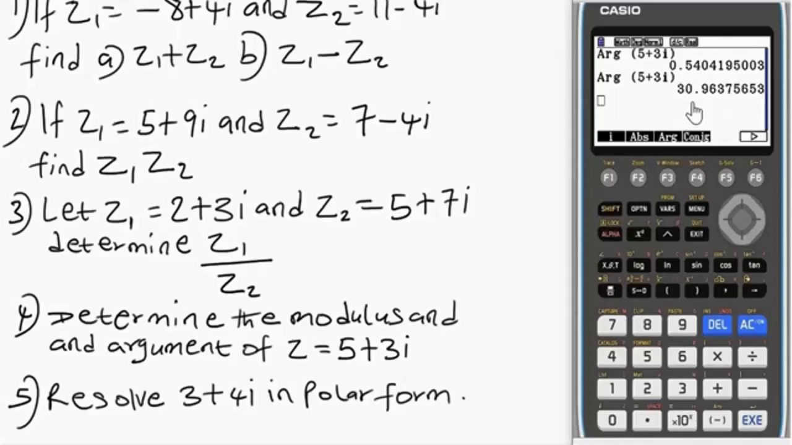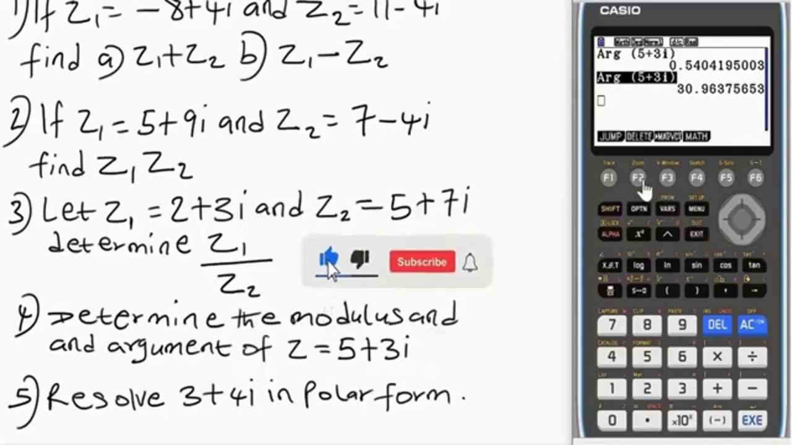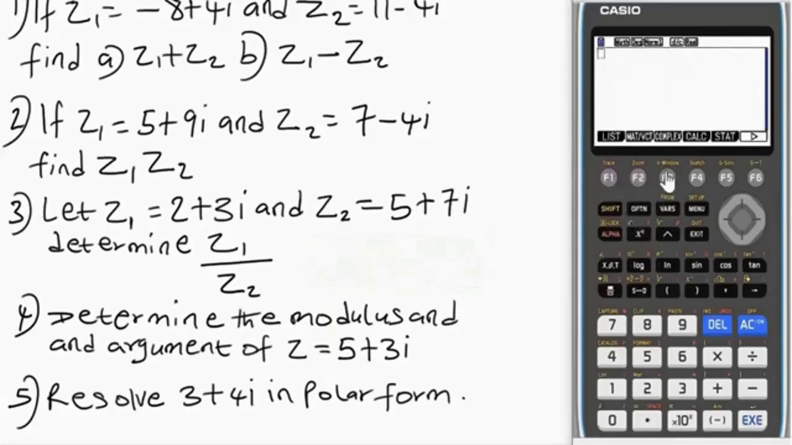Okay, now lastly, let's solve question 5 before we call it a class. Alright, so let's adjust it here and delete everything here. Delete all. Okay, go back to option. Now complex, F3. So let's solve question 5. It says resolve this value 3 plus 4i in polar form.